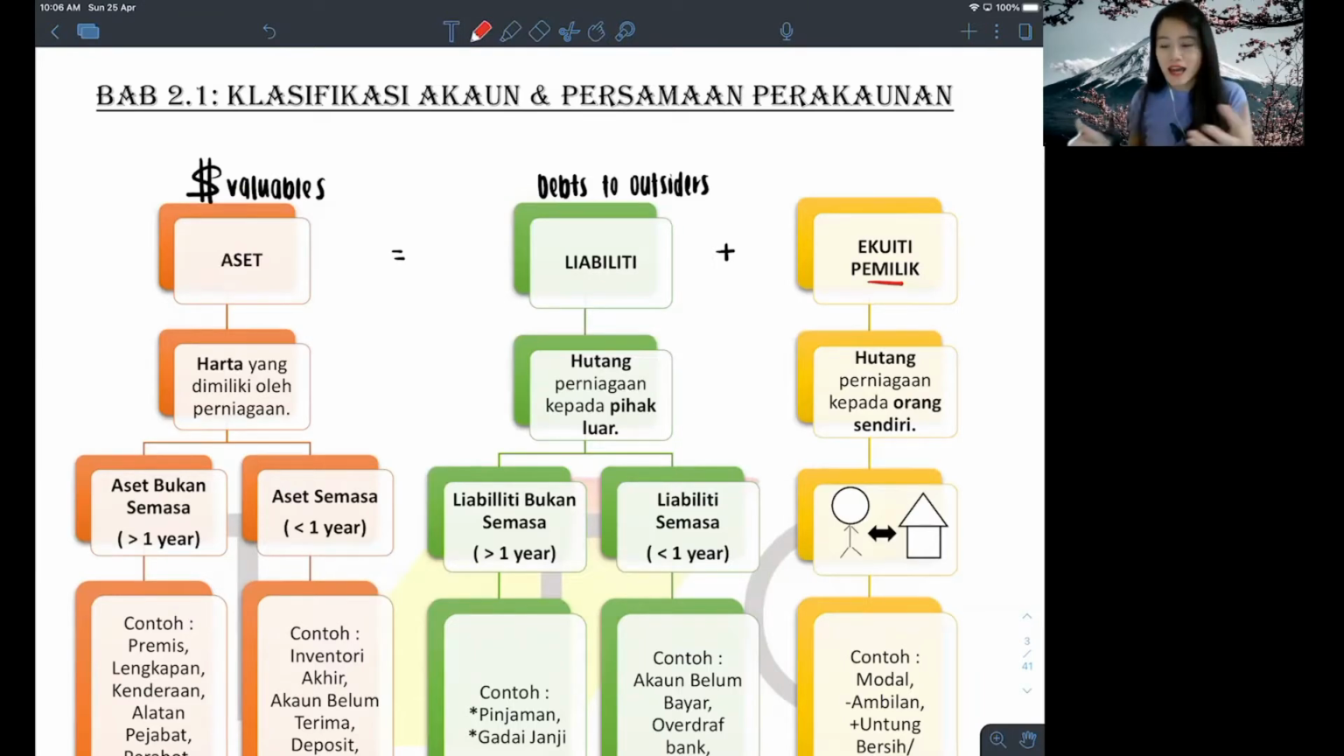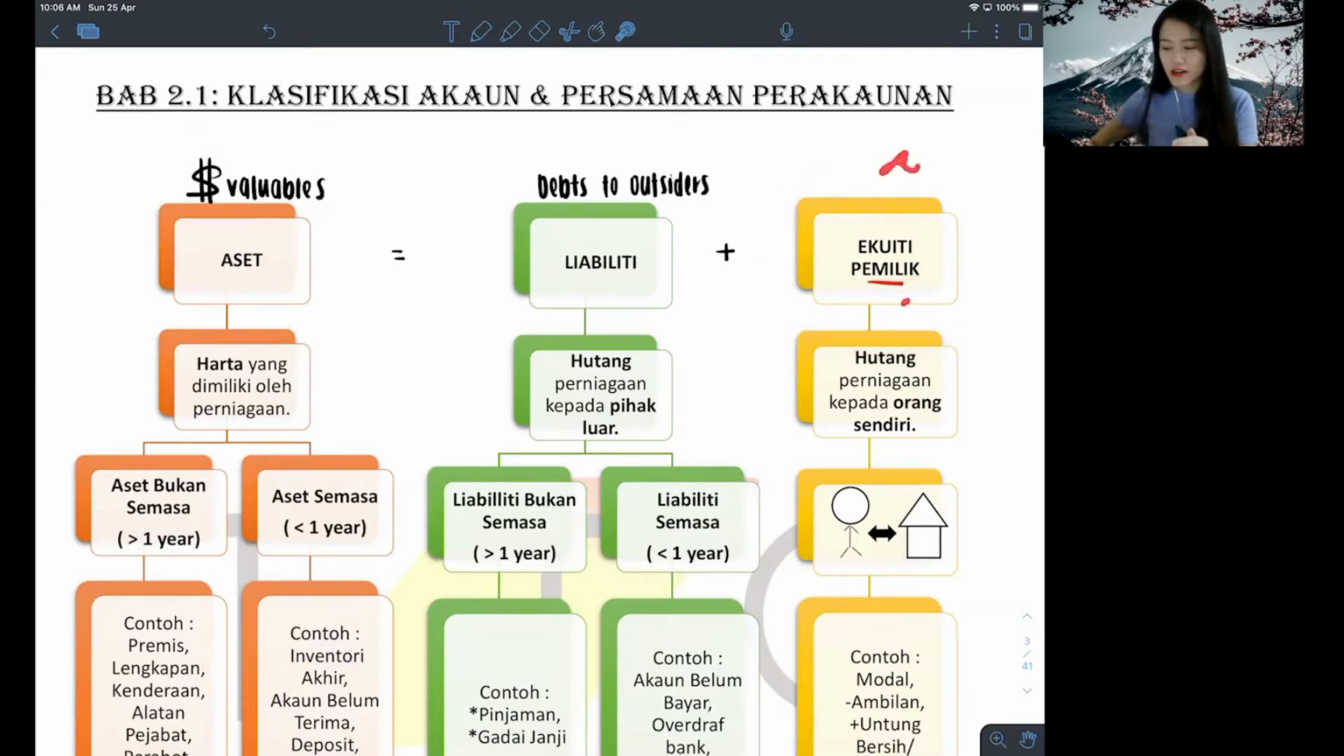Why does it have such an equation? You need to understand that asset doesn't appear by itself. Asset came from contributions. Imagine you want to start a business. What do you have to start from? Obviously, you have to start from money. So you as a pemilik would have to bring in money, which will contribute to your equity pemilik, because imagine yourself as a pemilik.